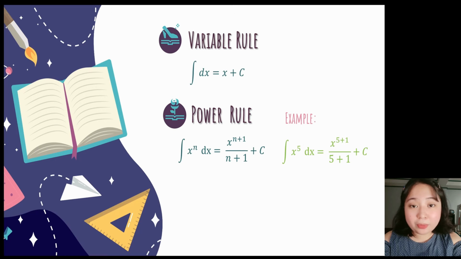So, shown in an example, the integral of x raised to 5 dx is equal to x raised to 5 plus 1, the same thing with the denominator, over 5 plus 1 plus c. So, we have the answer x raised to 6 over 6 plus c.